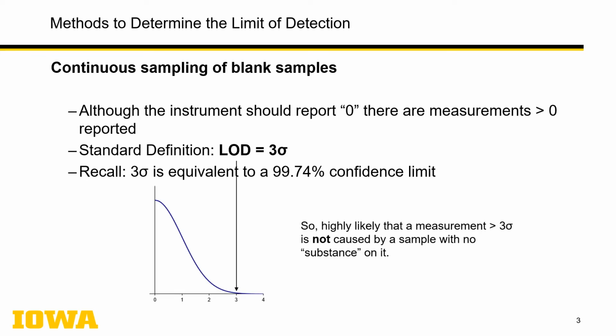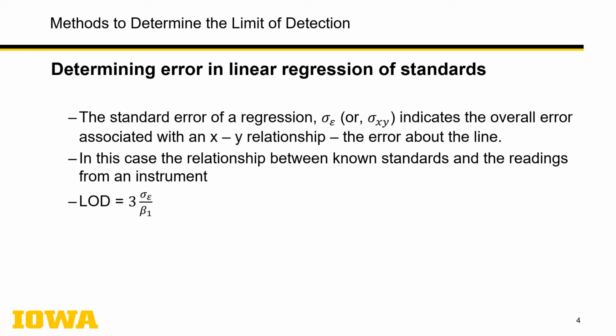So here's kind of graphically, we're looking at the right side of the normal distribution of potential measurements because, of course, in most cases for an analytical instrument, they're not going to give you a negative value. It's going to be 0 or greater. So again, it's highly likely that a measurement greater than 3 sigma is not caused by a sample with no substance on it. So we're trying to prevent a false positive. That's one way to look at it.